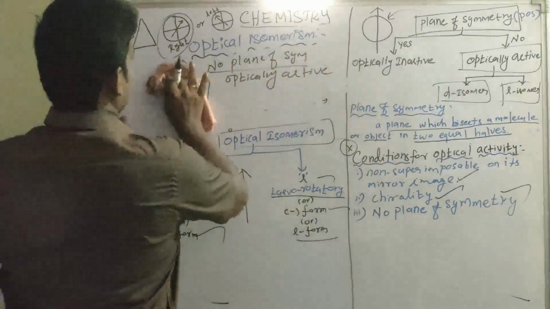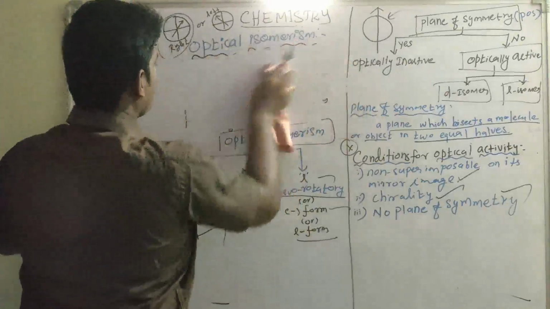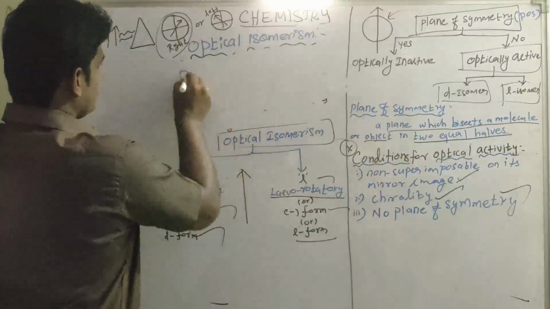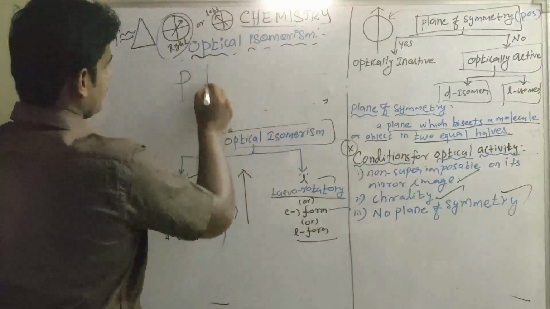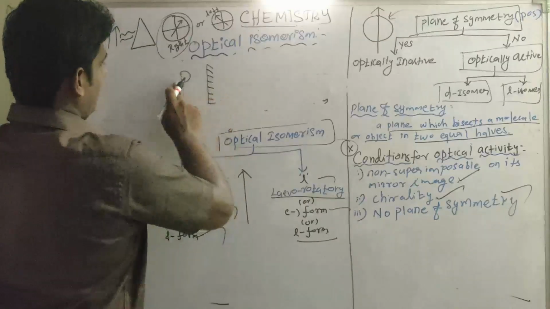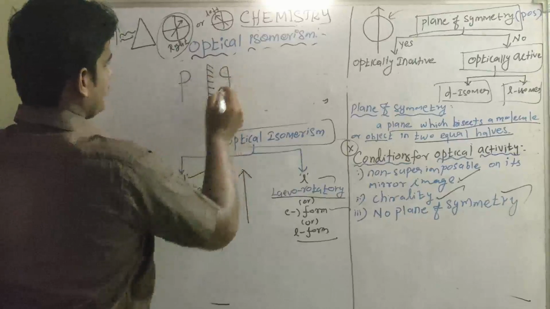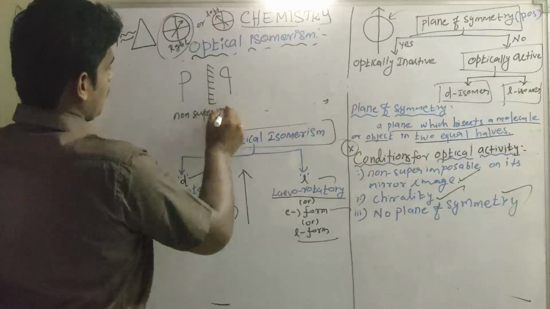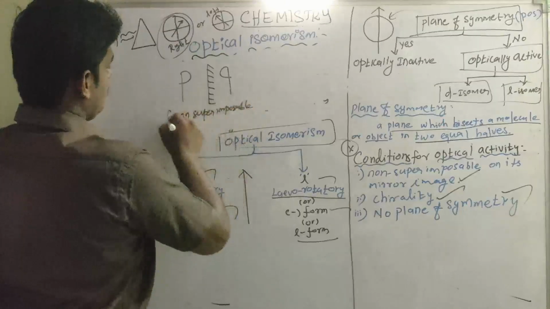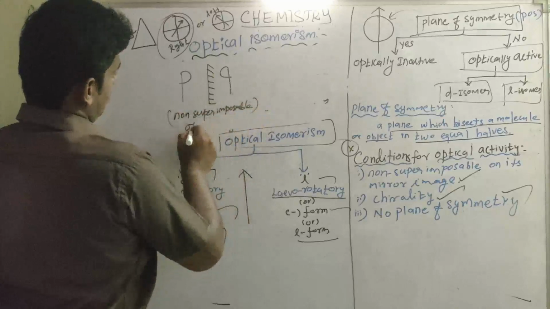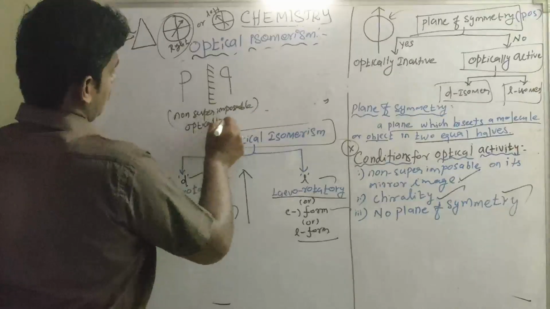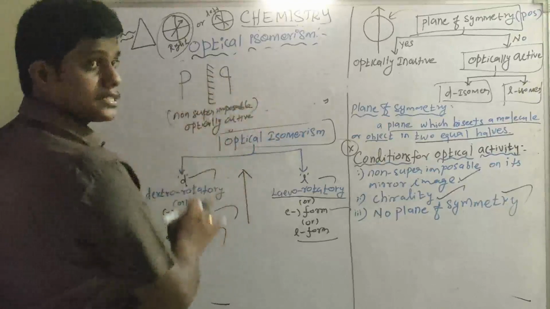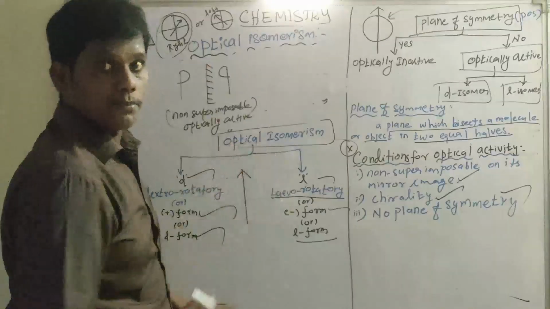Okay. So next, a non-superimposable example. Suppose you take the letter P. Put it in front of a mirror. The image is a reversed P. It is non-superimposable, so it is optically active. That's all. These two images are not the same. This is a different, non-superimposable mirror image.